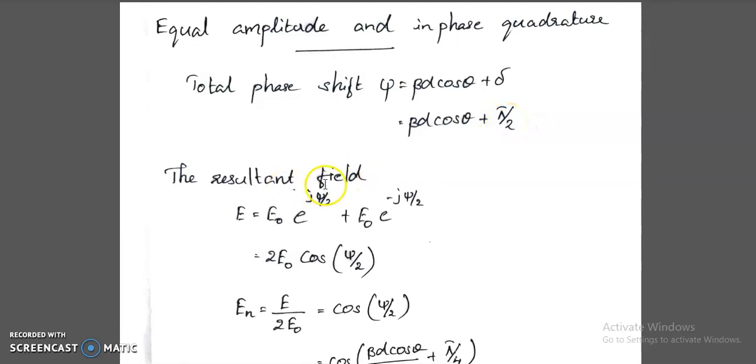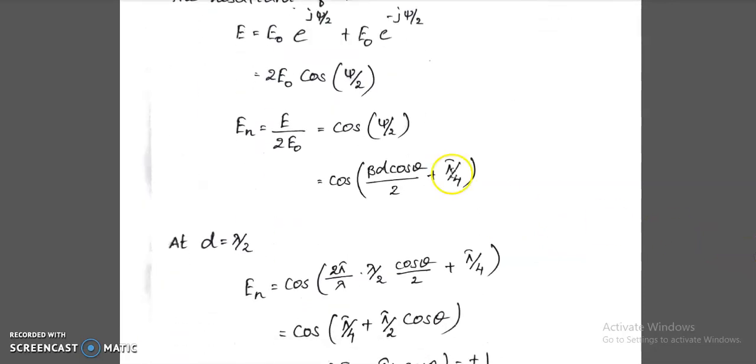So the resultant electric field is given as E is equal to E0 into e raised to j psi by 2 plus E0 into e raised to minus j psi by 2, and it can be rearranged as 2E0 into cos psi by 2. Then the normalized electric field can be computed as En is equal to cos psi by 2. Here psi is beta d cos theta plus pi by 2. Substitute that, so you will get En is equal to cos of (beta d cos theta by 2 plus pi by 4). Next we want to draw the radiation pattern.